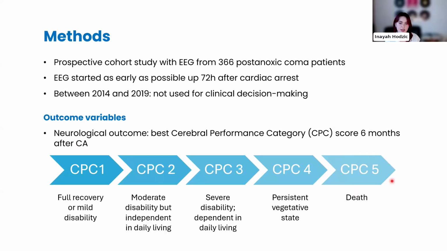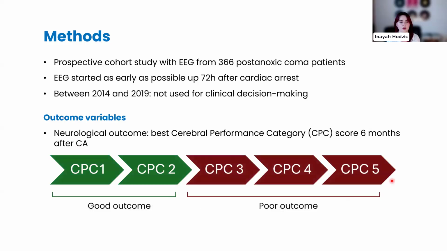And in order to train a sort of binary classification algorithm, we had to dichotomize this as poor and good outcomes. So it's pretty standard in similar research to have CPC1 and CPC2 denoted as good outcome, and patients who had CPC3 or above were assessed or assigned poor outcome at discharge.